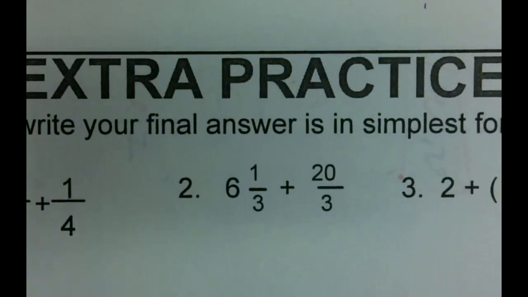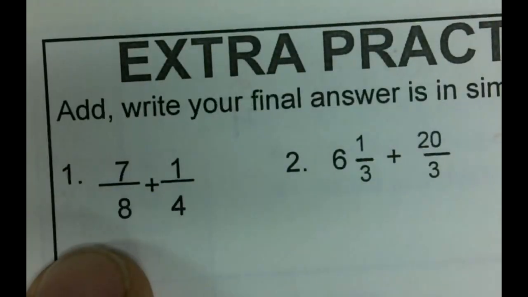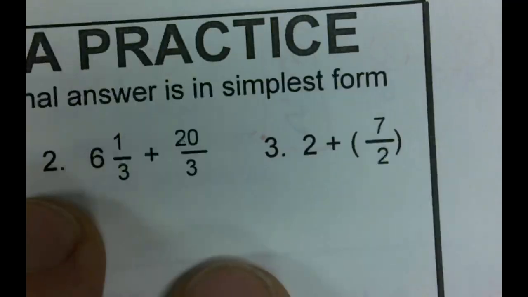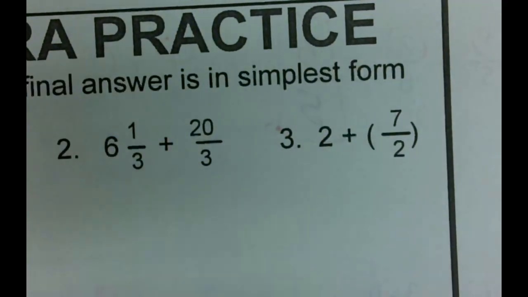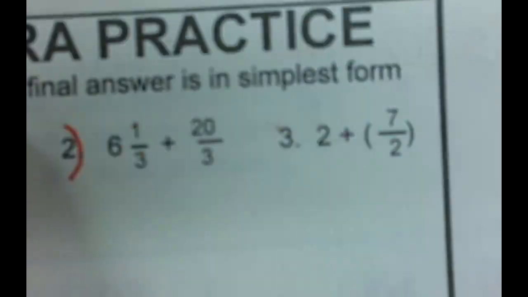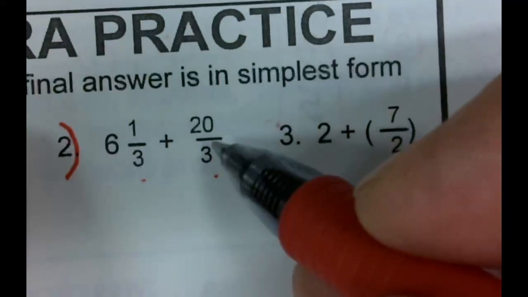So here in extra practice, I'm not going to do the first one again. Build a common denominator, simplify. I want to do these other two here because they are unique. Again, on number 2, this is the problem. Looking at the fractions, this one's weird, but that's okay.